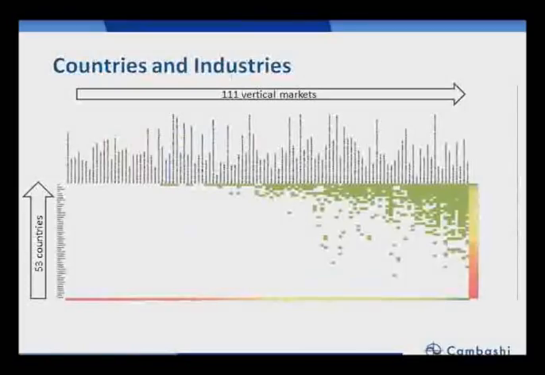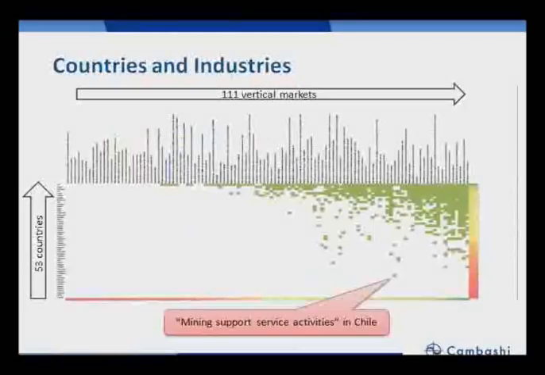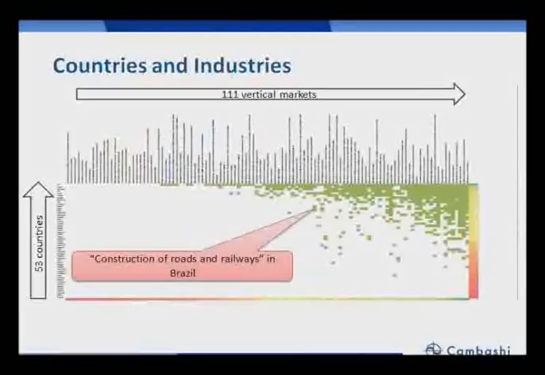The outliers are more interesting. Moving down or left in this table, you're moving to smaller markets. For any of these to make it to the top 10%, there's got to be something interesting about them. I've picked out a couple from countries we'll be looking at later. So mining support service activities in Chile. Construction of roads and railways in Brazil.